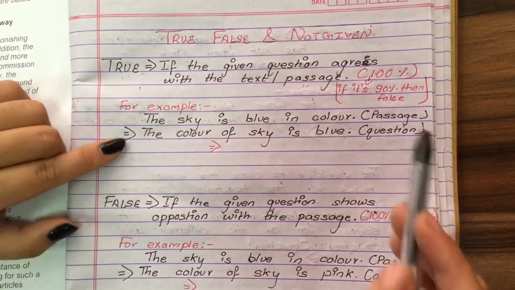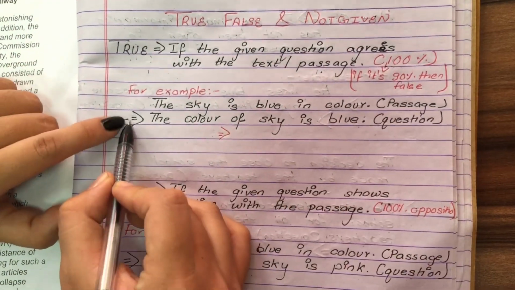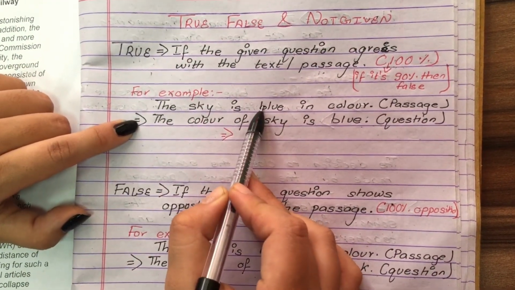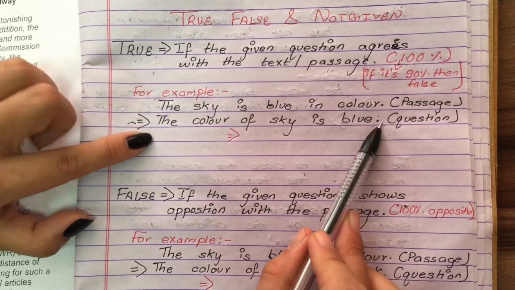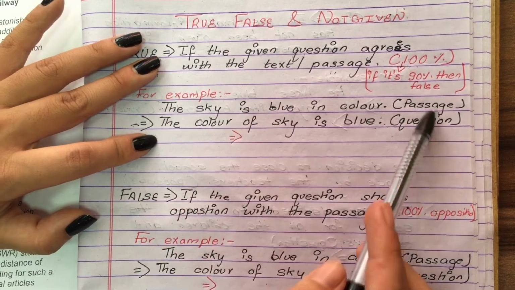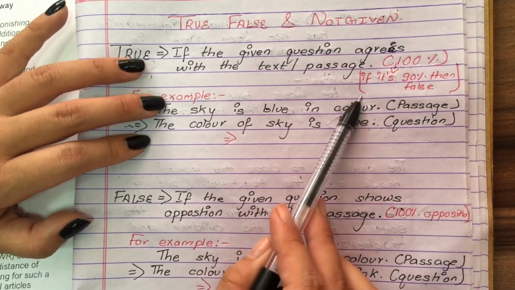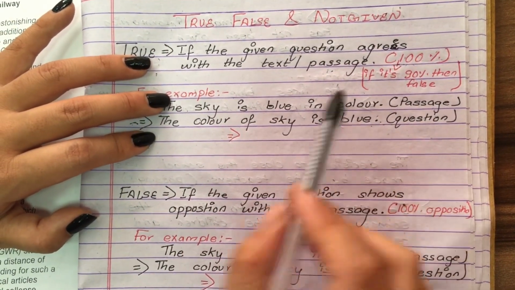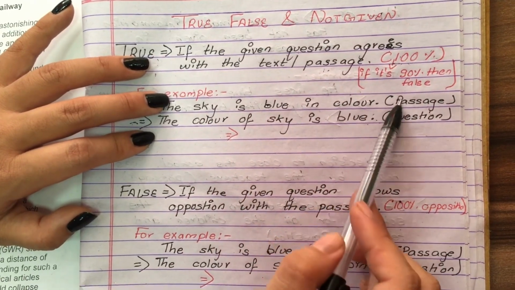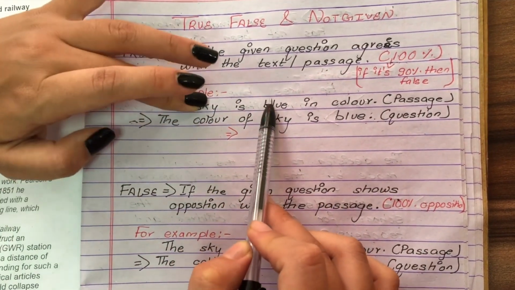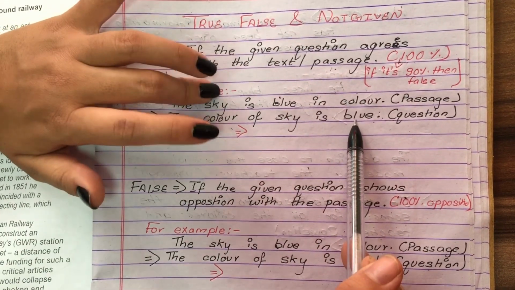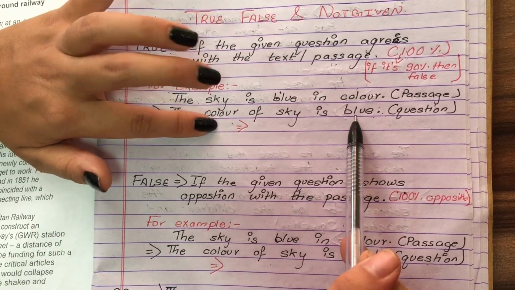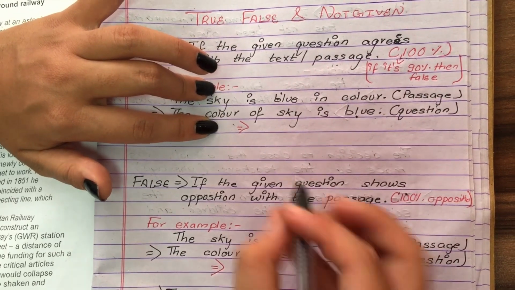For example, let's assume this is our question, and this is our passage. In our question we have: the color of sky is blue. Now we will be searching in the passage, and if we see this, the sky is blue in color, can we see two things matching? The color is blue. In our passage they have said the color of sky is blue. In our question also it has said the color of sky is blue. If it agrees or conforms with the statement and passage, then we will be writing true.